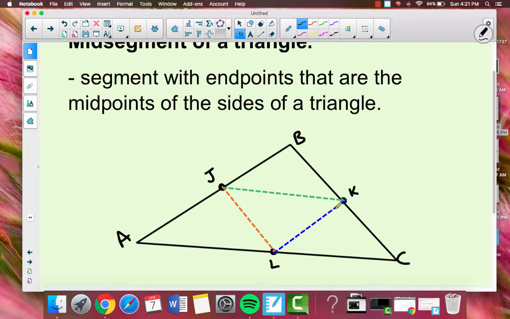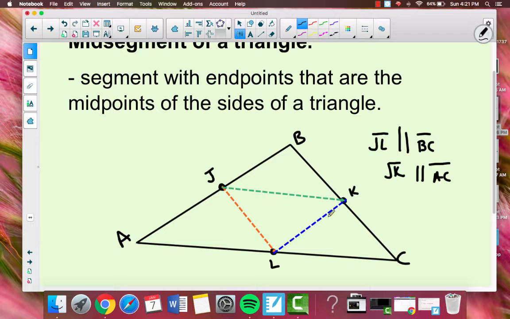So if you notice here, if I'm talking about the orange one, so segment JL, it's going to be parallel to the side across from it. So it's actually going to be parallel to segment BC. So there's one. Okay, and my mid-segment JK, so that's the one that's in green, is actually going to be parallel to its side across from it in the triangle. So parallel to, oops, not equal to, parallel to AC.